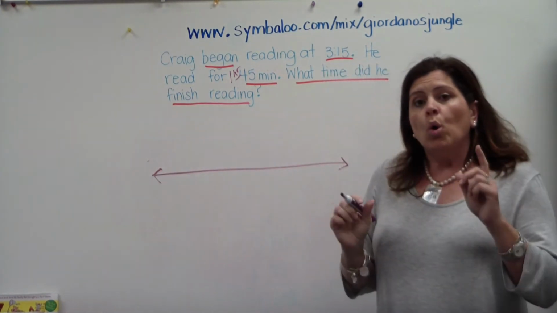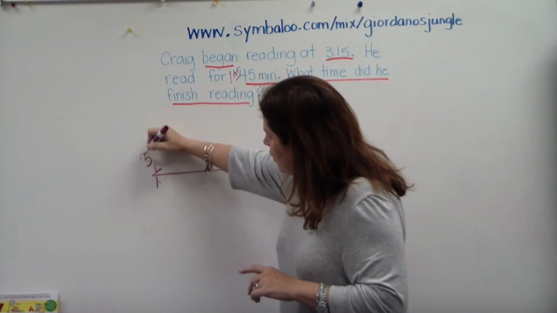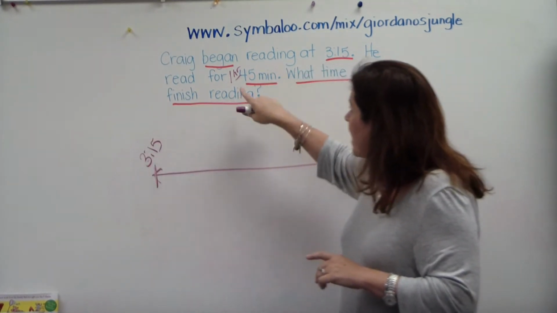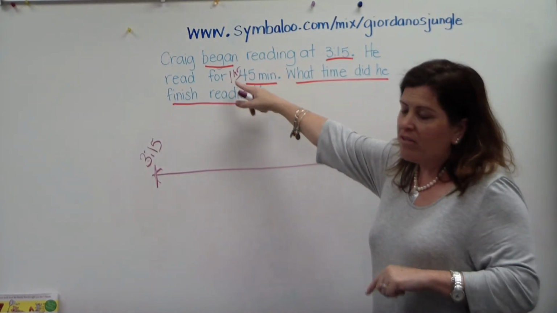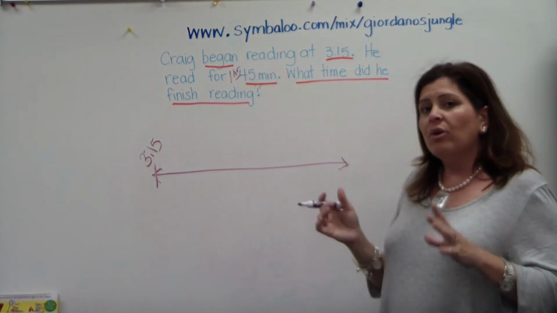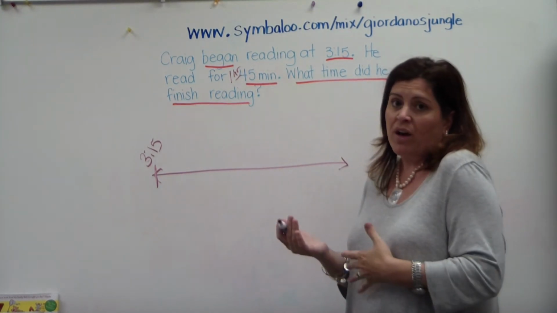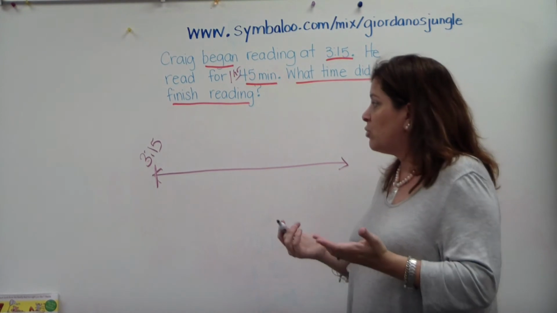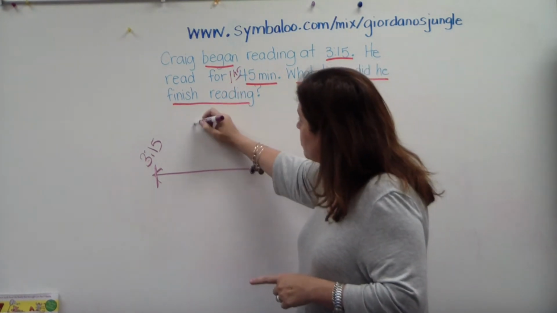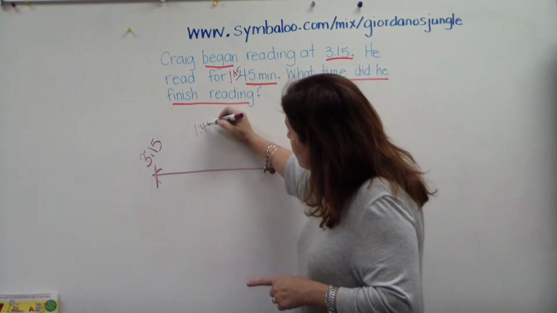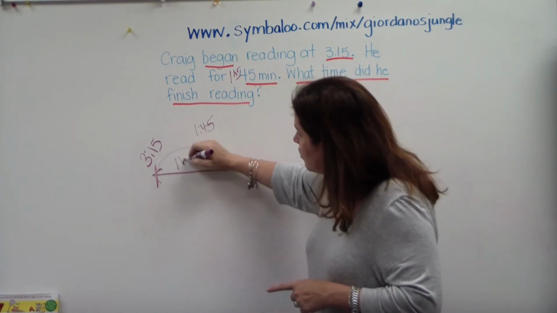All right. We're still going to have the same start time, 3:15. But our work time, our reading time, is actually an hour and 45 minutes. Well, the best way to do this when you have hours is to jump by hours first. When we're doing minutes, jumping by 5s is a little easier. When we go by hours, we're going to jump by an hour. So our first one is, again, an hour and 45 minutes, so we're going to do a jump of 1 hour.